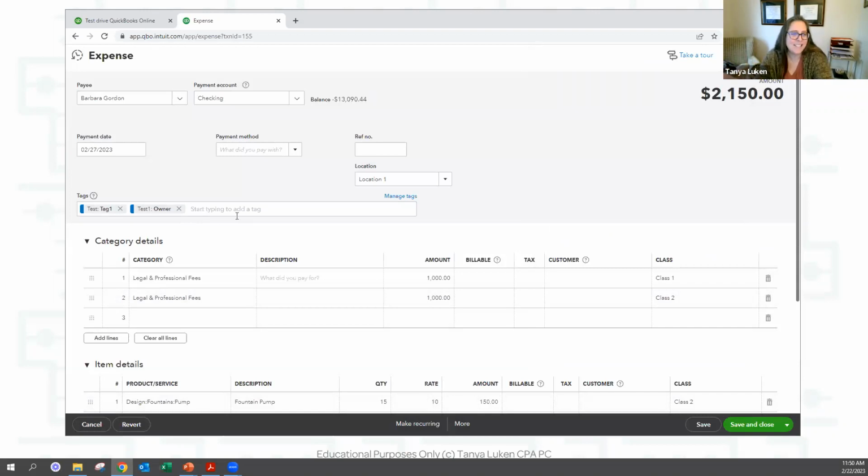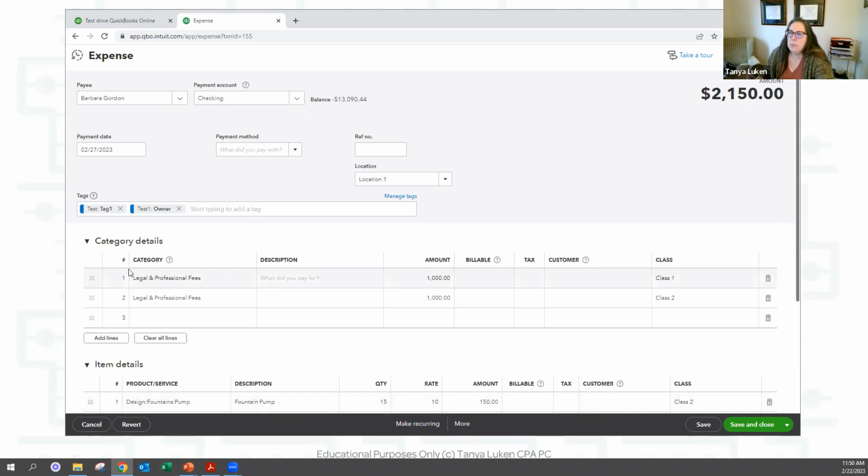So I will have a tag that says owner, for example, because then I can run a report and say, show me all my owner discretionary expenses. Because if you're looking to sell your business, but you drive a Bentley, for example, that is an owner discretionary expense that you're likely not going to give up the Bentley when you sell your business, right?